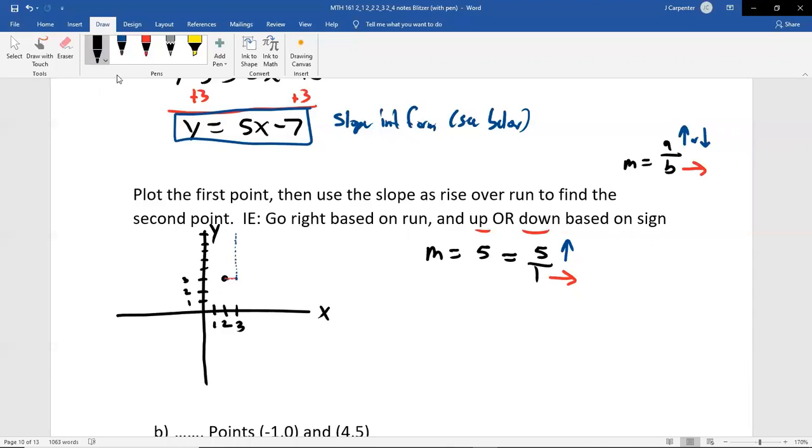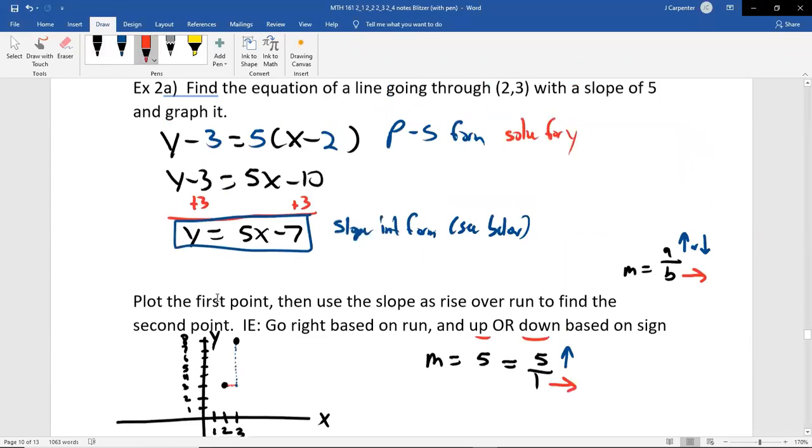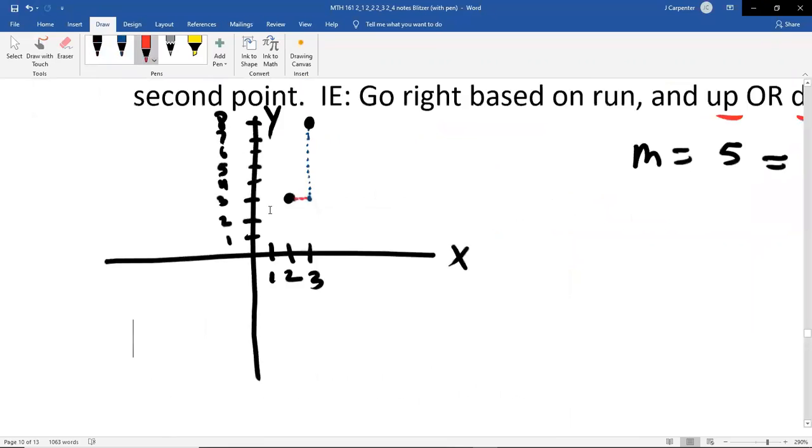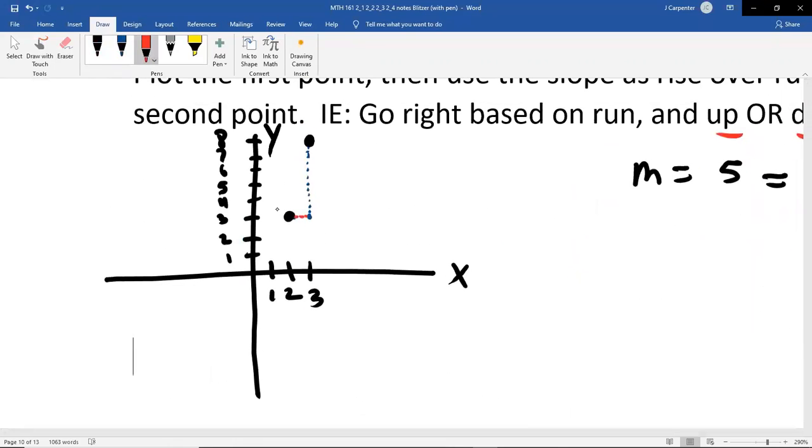So I'm going to skip labeling. Well, no, I won't. I can fit it. And there's our second point. If you zoom in, you can see I went right 1 and up 5: 4, 5, 6, 7, 8. So this point was not at (1, 5). It's actually at (3, 8). And then you just connect the dots and extend them. Now I can't extend this vertically very far, but that's okay. And there we go. There's our graph.